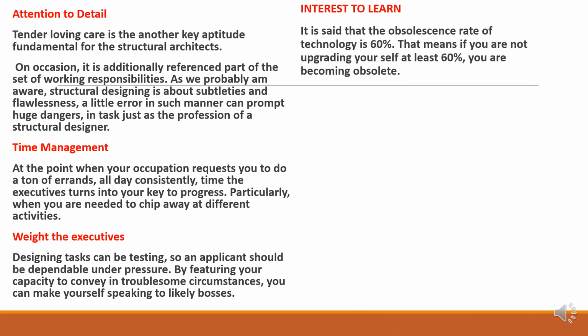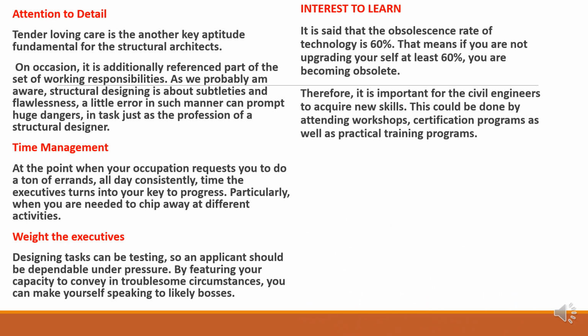Curiosity to learn. It is said that the obsolescence rate of technology is 60%. This means if you are not upgrading yourself at least 60%, you become obsolete. Therefore, it is important for a civil engineer to acquire new skills. This could be done by attending workshops, certification programs, as well as practical training programs.